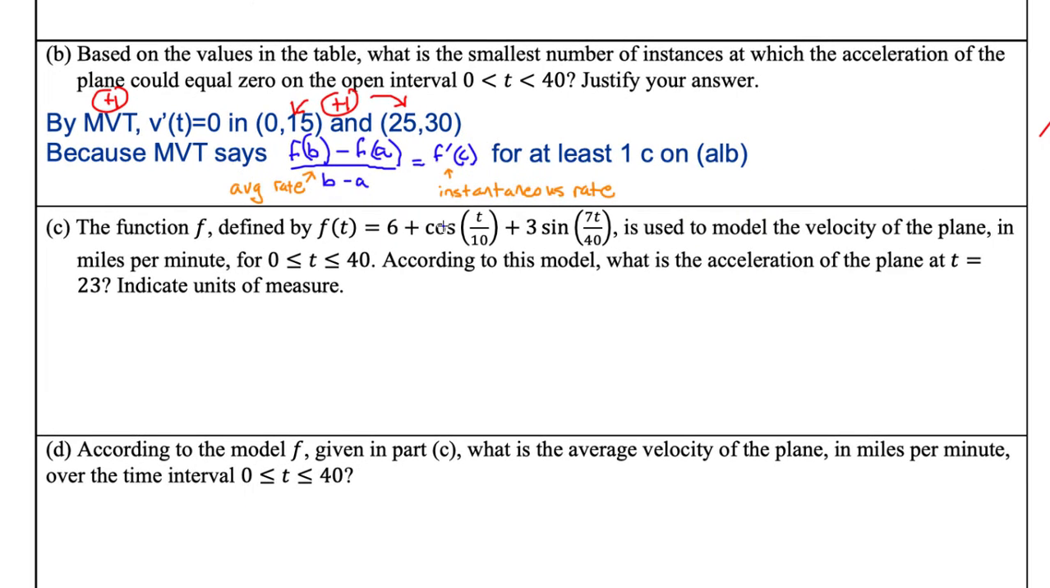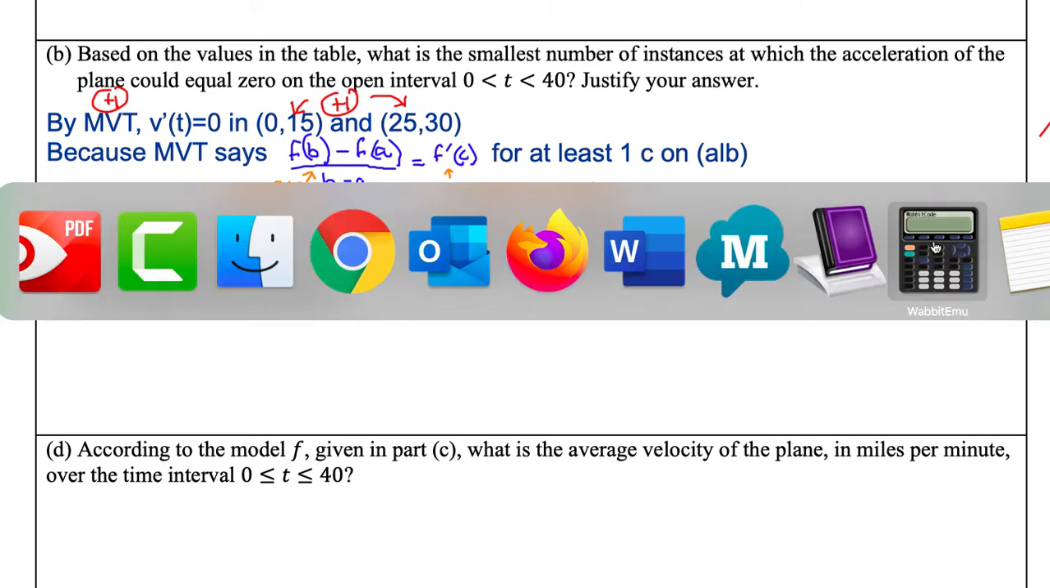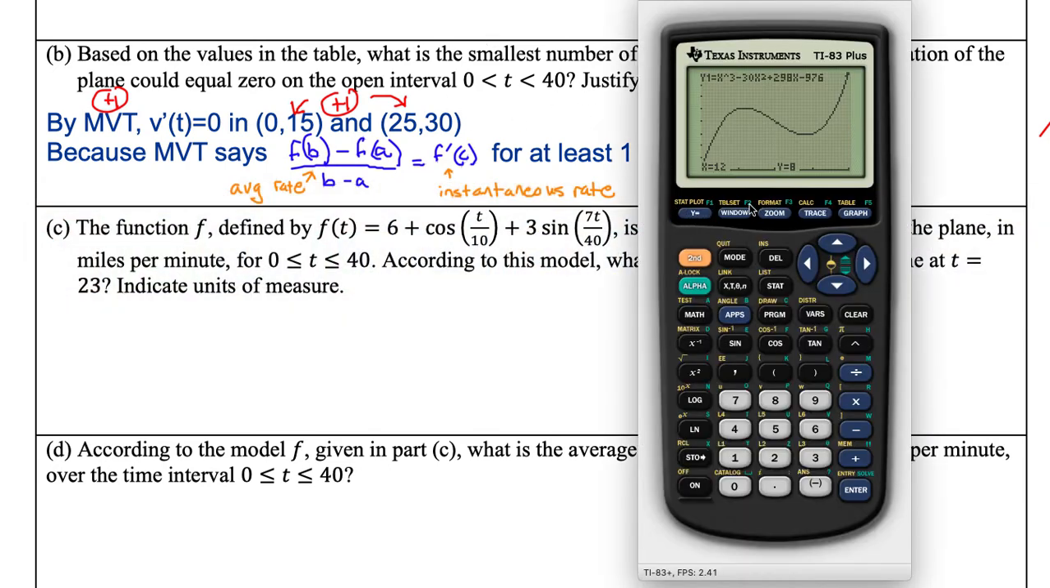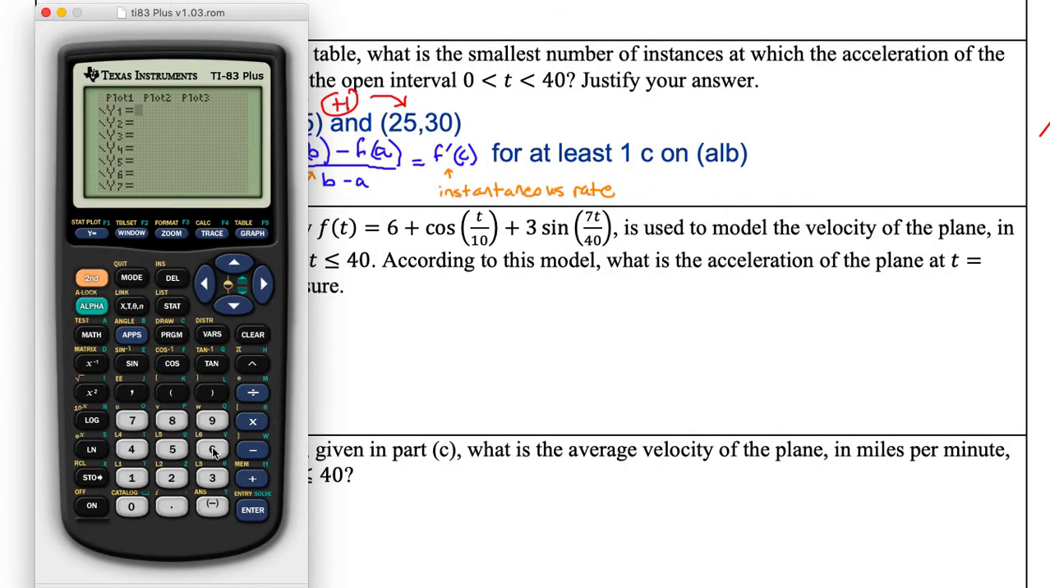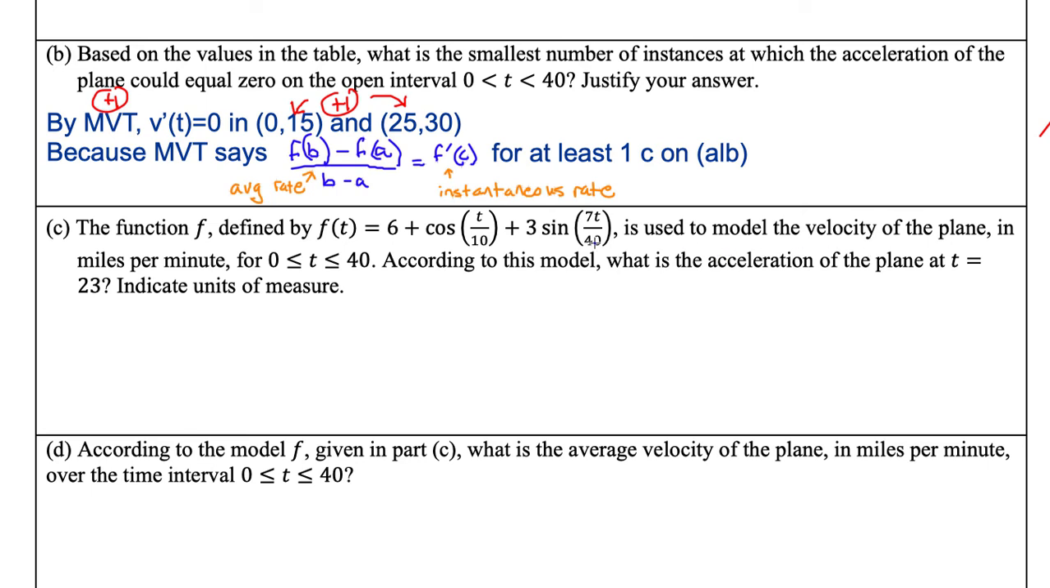I'm on to part C. I have a function that's interesting. I guess I need to pull up my calculator. Let's come back here. Okay, let's clear out of that function. I guess I could have done this off camera. 6 plus cosine of t divided by 10, and the parentheses for cosine, plus 3 sine of 7t divided by 40. Don't need end parentheses. Okay, so I have my function. Let's get rid of all that other junk. Come back to the problem. That's used to model velocity.